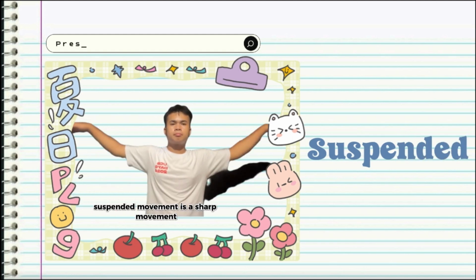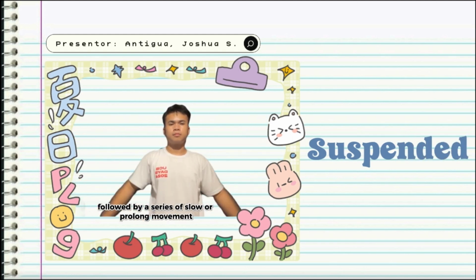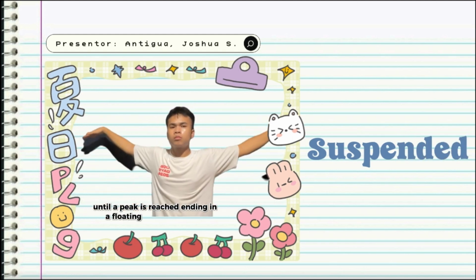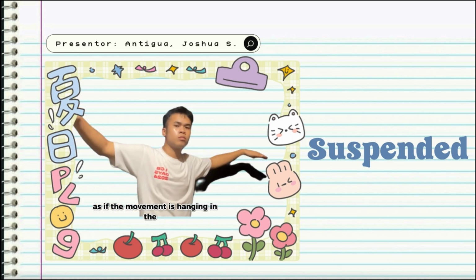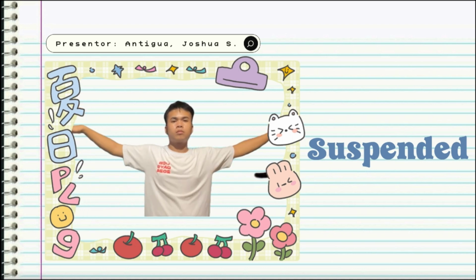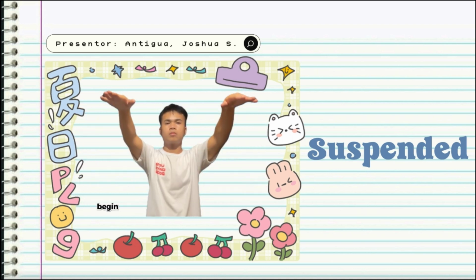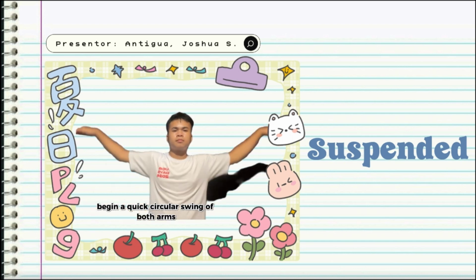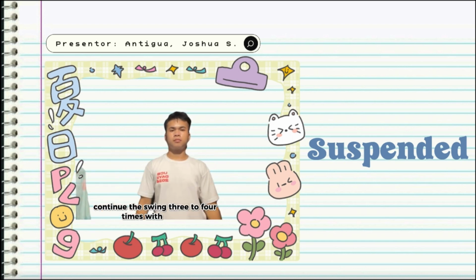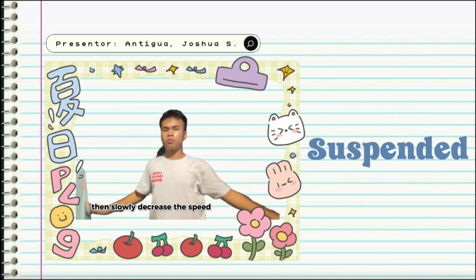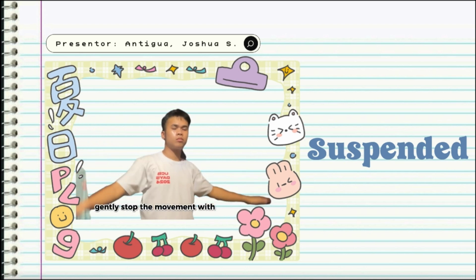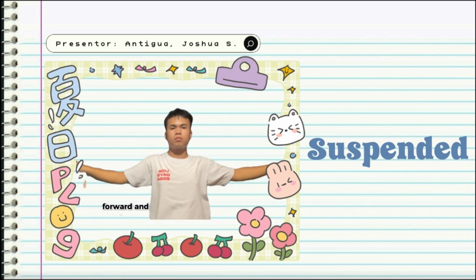Suspended movement is a short movement followed by a series of slow or prolonged movement until a peak is reached, ending in a floating or lifted position as if the movement is hanging in the air. How to perform? First, stand with your arms relaxed at your sides. Begin a quick circular swing of both arms. Continue the swing 3 to 4 times with energy. Then, slowly decrease the speed of your arms. Gently stop the movement with your arms positioned diagonally forward and upward.